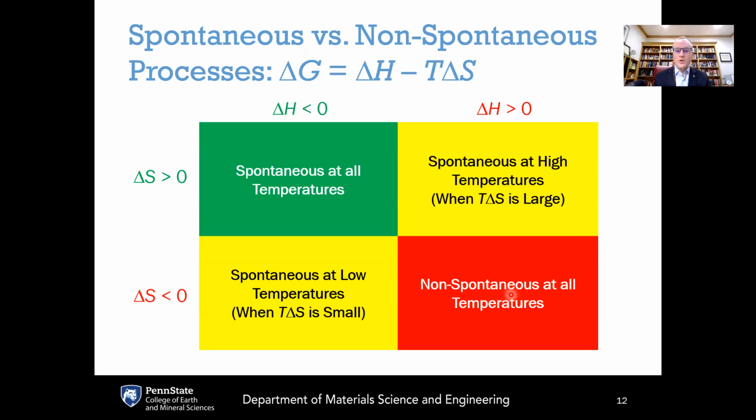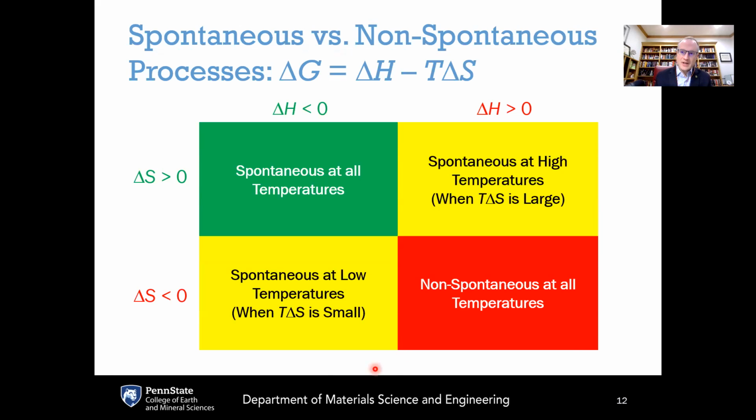Likewise, if we go to the lower right quadrant here, where the enthalpy increases and the entropy decreases, this is enthalpically unfavorable and entropically unfavorable. So this is a process that really does not want to occur at any temperature. This is a non-spontaneous process at all temperatures, because regardless of the temperature, this process would cause an increase of the Gibbs free energy of the system.